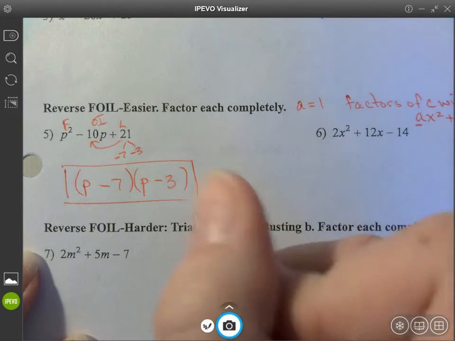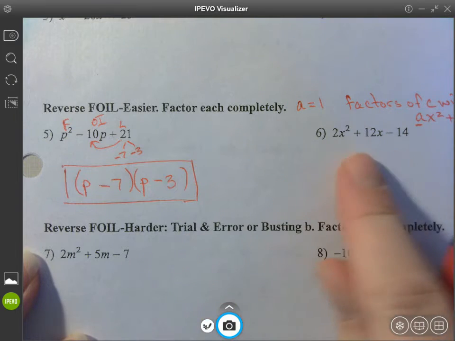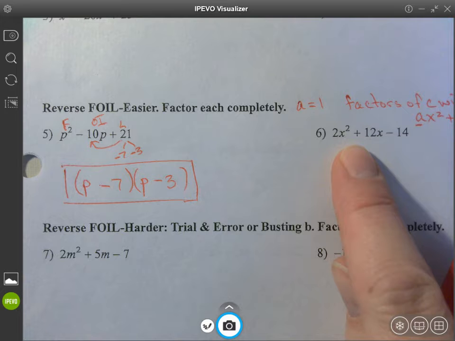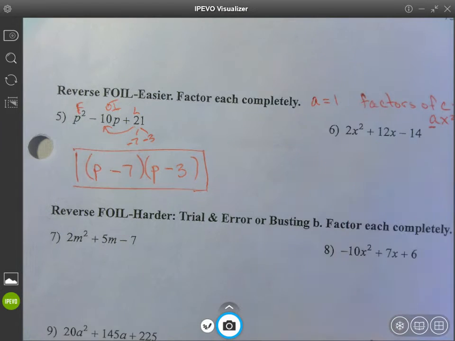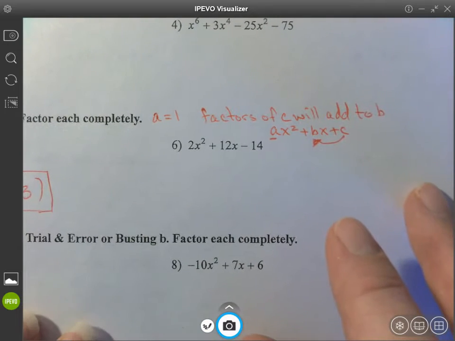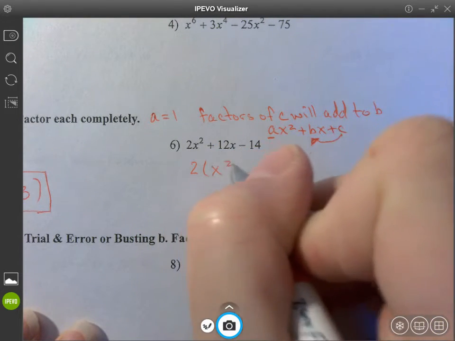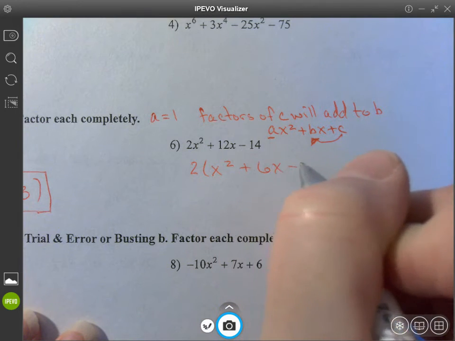If, and I think a lot of us were doing this, we were just jumping in and factoring, which is more work because a is not 1, and then it's more work because if you don't catch it at the end, you just got it wrong. So if you take the GCF out first, I think that's going to save us a lot of headache. So I've got x squared plus 6x minus 7.